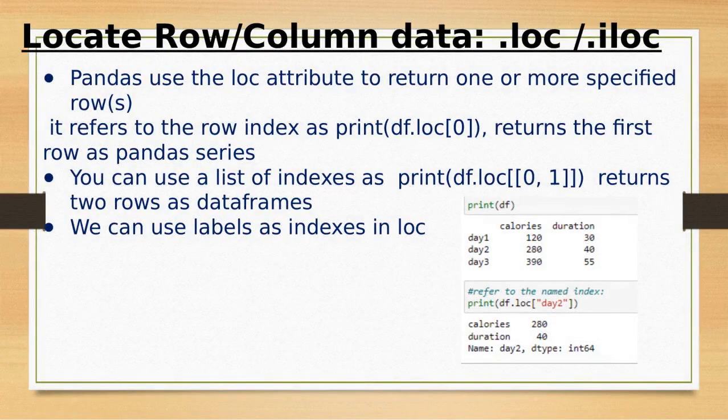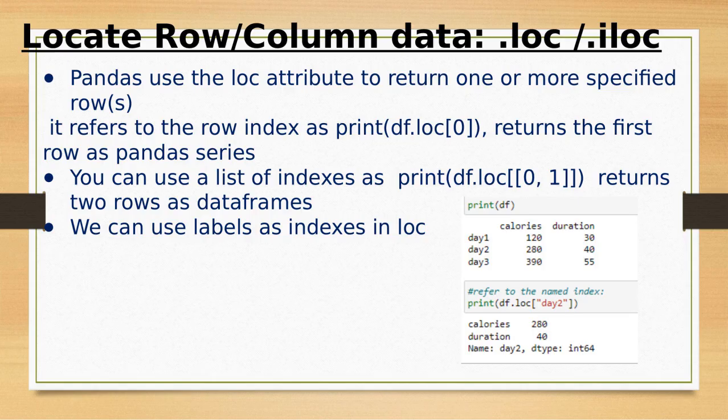In this slide, we'll learn how to retrieve rows from a pandas data frame using the .loc attribute. The .loc attribute is one of the most commonly used indexing methods in pandas. It allows us to select one or more rows based on their row labels or indexes. In case of df.loc[0], pandas returns the first row of the data frame. Notice that the output is returned as a pandas Series because we are selecting only one row.